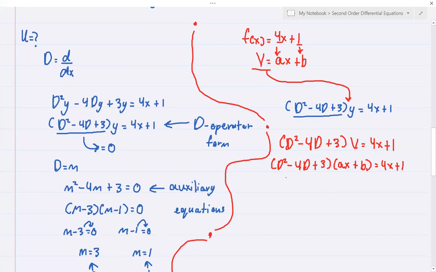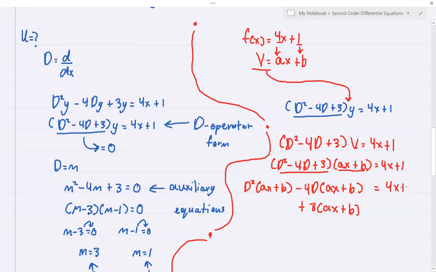Then after that, distribute ax plus b to this expression. So we will have d squared of ax plus b minus 4d of ax plus b plus 3 times quantity ax plus b is equal to 4x plus 1.